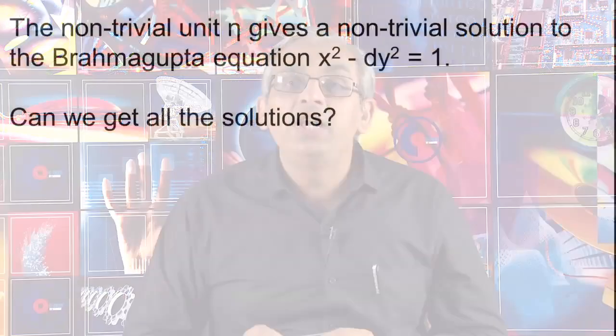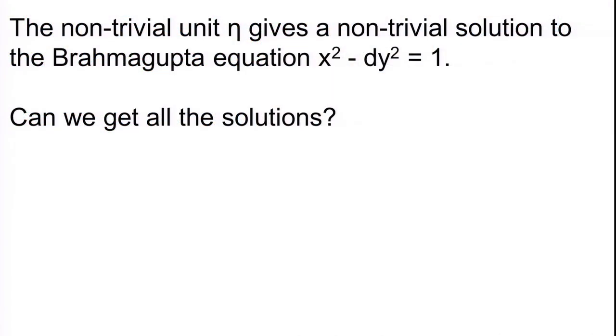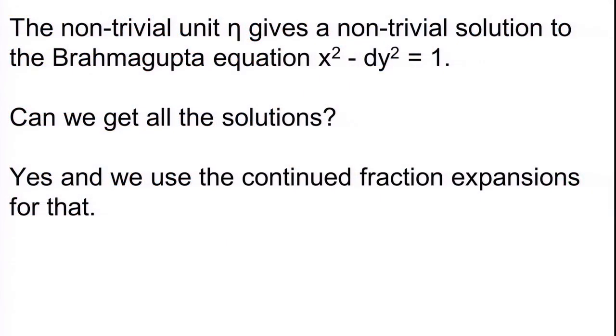So, the question is then, can we get all solutions to the Brahmagupta equation? Can we get all solutions to x square minus dy square equal to 1? And the answer is yes, we can get all the solutions. We are going to use the continued fraction expansions for obtaining these solutions. We will do this in our next lecture, which is going to be our penultimate lecture. We will give an explicit solution to the Brahmagupta equation, x square minus dy square equal to 1.